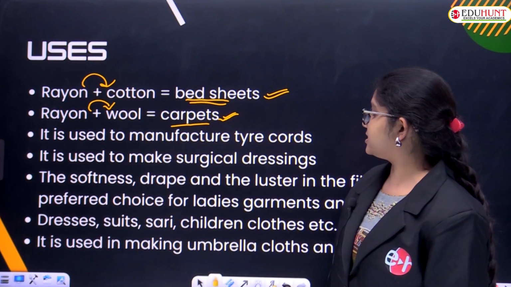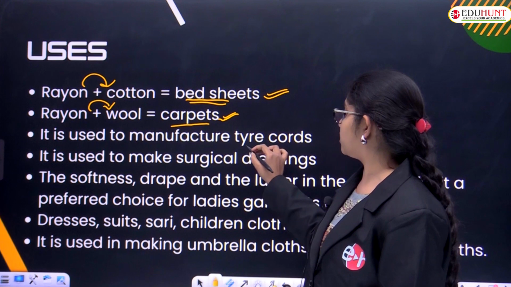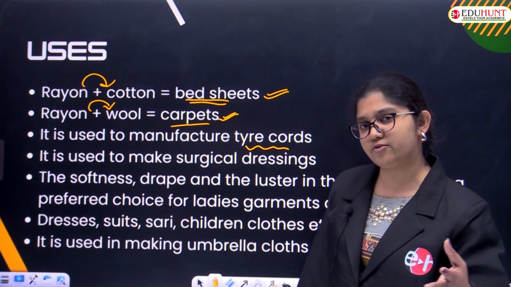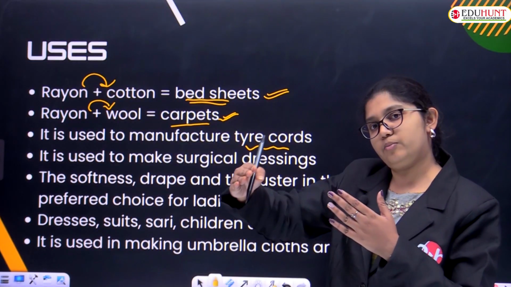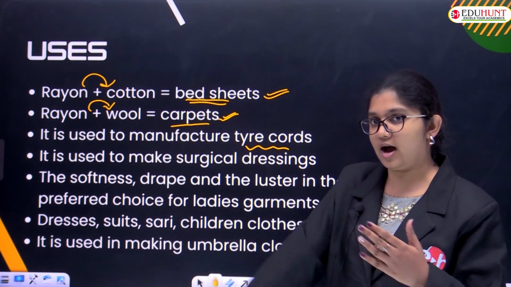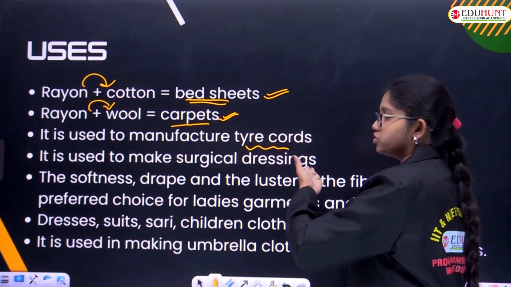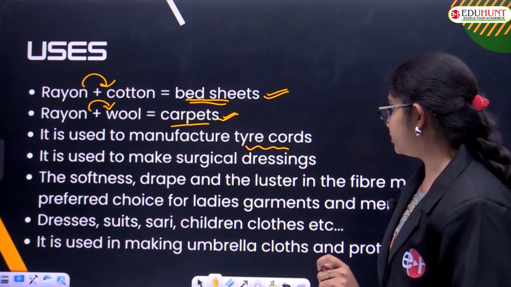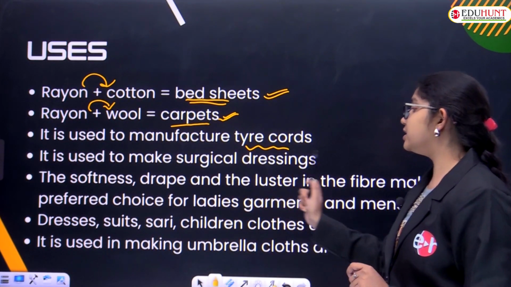Okay, and next, it is used to manufacture tire cords. You know what tire cords are? Yeah, the bike tires. Cycles also have the outside layer of the particular tire cords. We say the black one. Yeah, that is all about it. It is also used to manufacture tire cords. What is that particular fiber? Rayon. Very good.